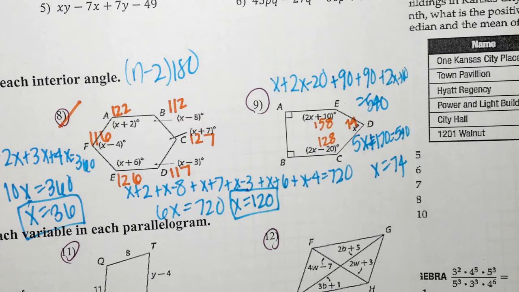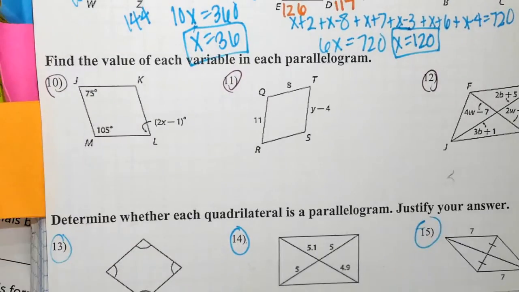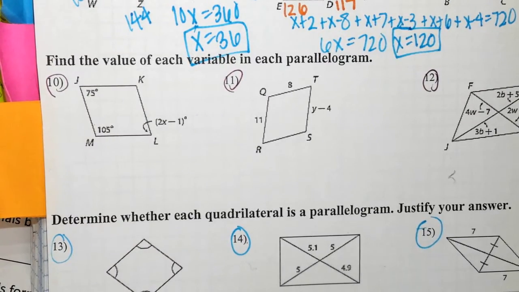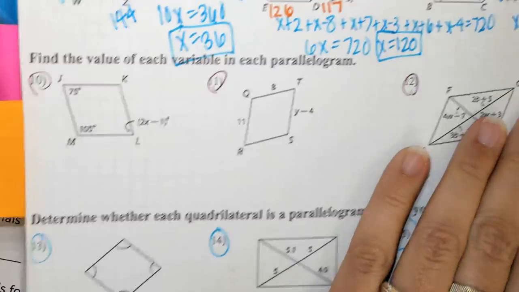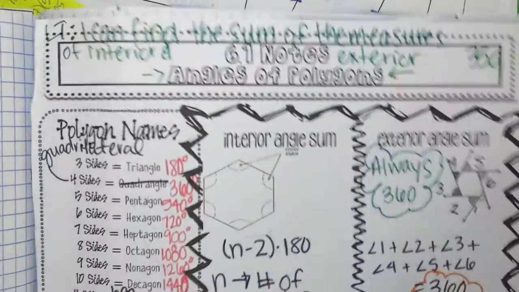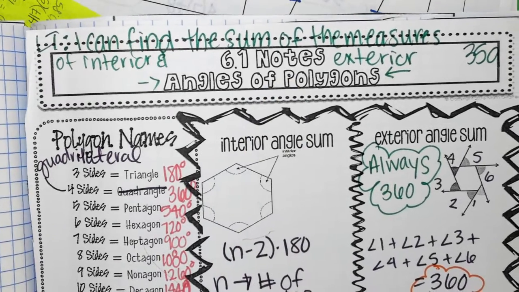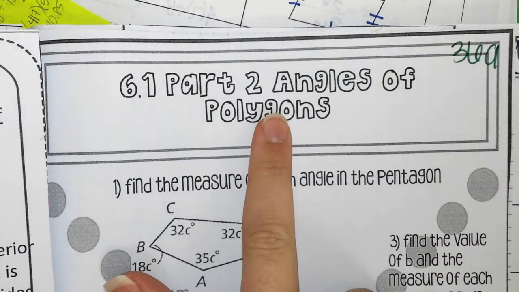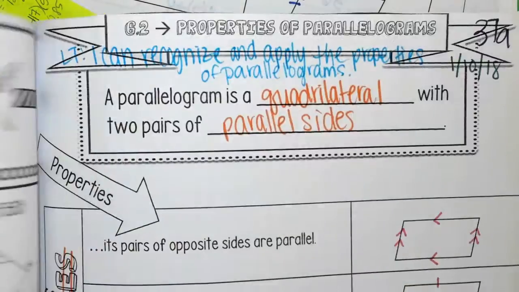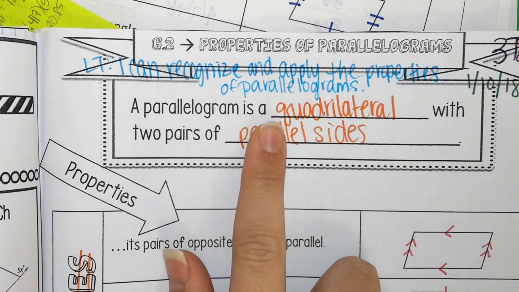Ready for number 10. What do we know about opposite angles of a parallelogram? And if we don't know that, where can we find these notes? Does this say anything about parallelograms? Does this say something about parallelograms?